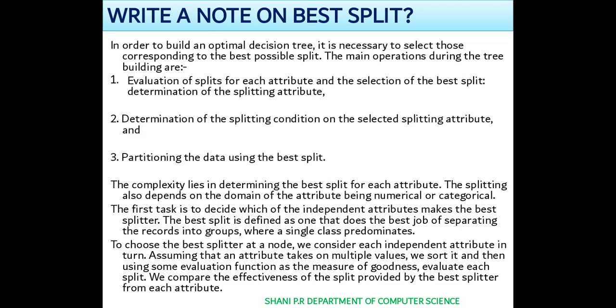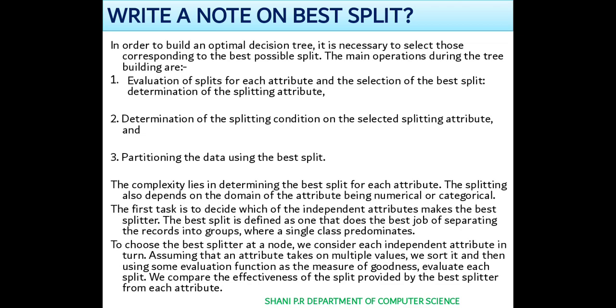To choose the best splitter at a node, we consider each independent attribute in turn. Assuming that an attribute takes multiple values, we sort it and then, using some evaluation function as the measure of goodness, evaluate each split. We compare the effectiveness of the split provided by the best splitter from each attribute. We use formulas to evaluate how many values can be considered in a particular leaf node. It is one of the important concepts; they may ask it for 5 marks in the exam.